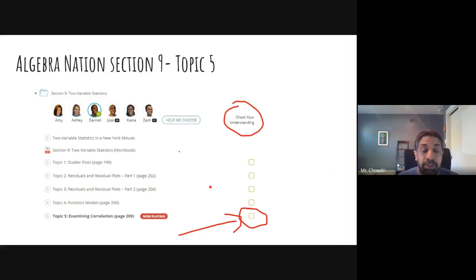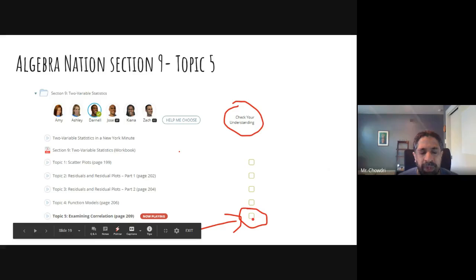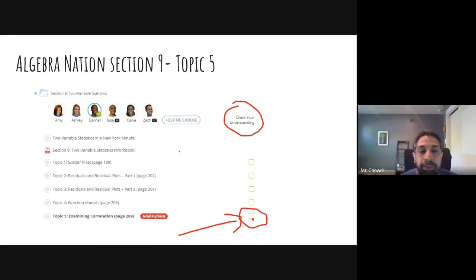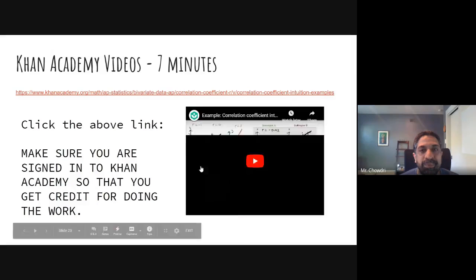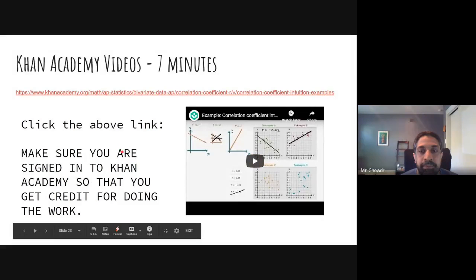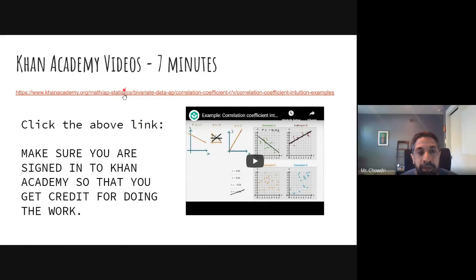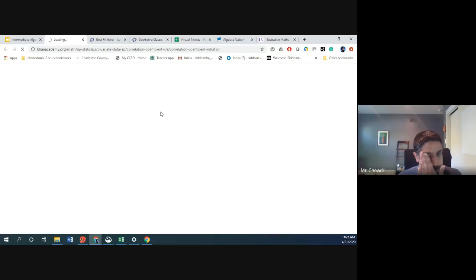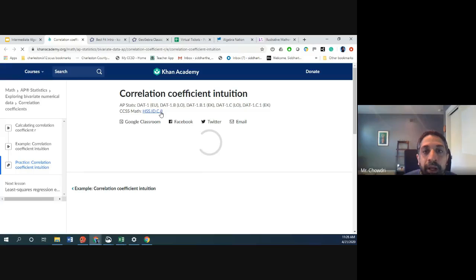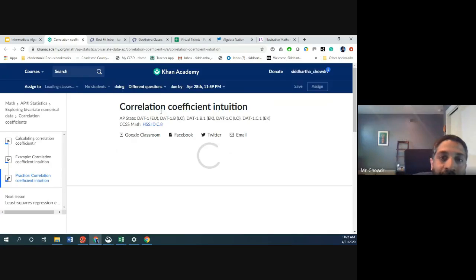And that's what the correlation coefficient answers. And so again, go to Algebra Nation, do this, do the check for understanding, and that will be the work for today. And then tomorrow we've got some Khan Academy on the same concept. So today's lesson and tomorrow's lesson on correlation coefficients go together. This is going to be the work for tomorrow.